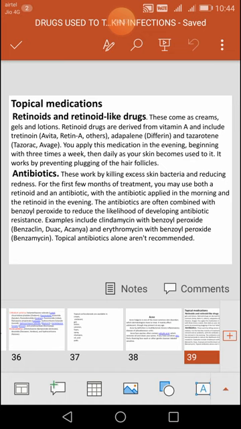Next come antibiotics. These work by killing excessive skin bacteria and reducing the redness. For the first few months of the treatment, you may use both retinoid and antibiotic. These antibiotics can be applied in the morning and evening.